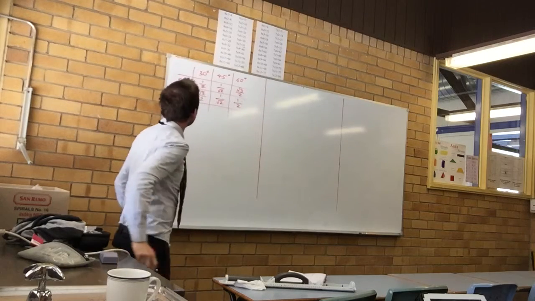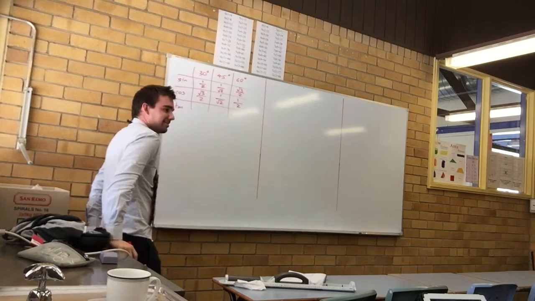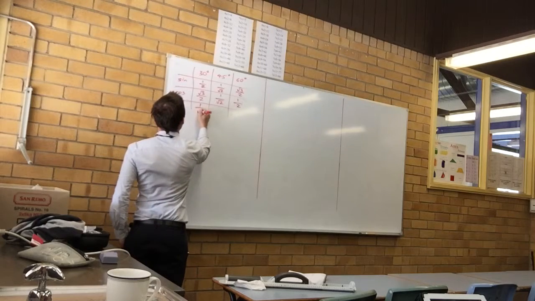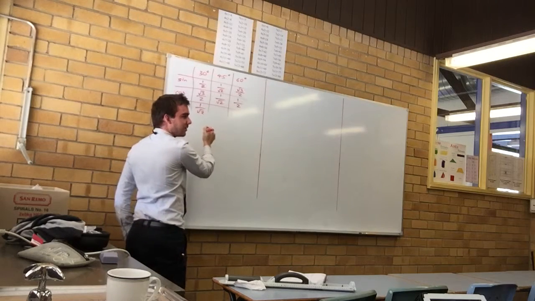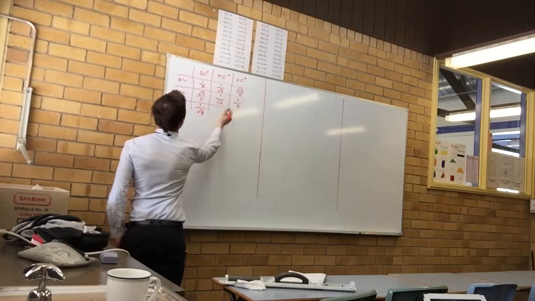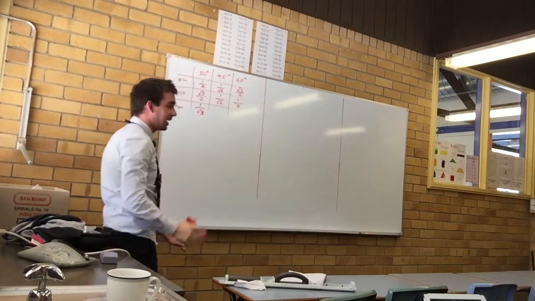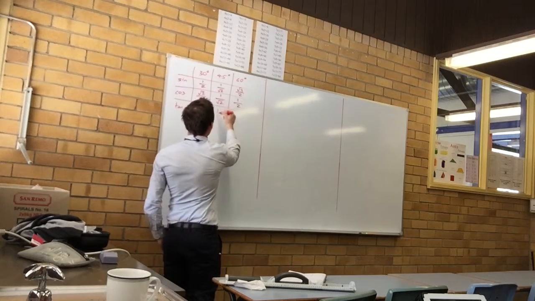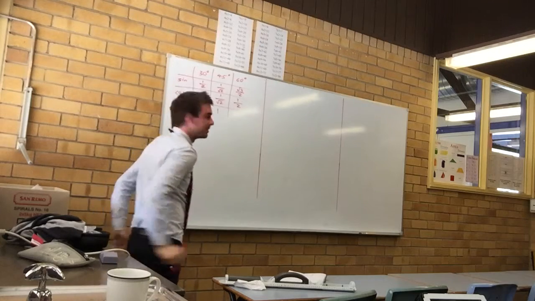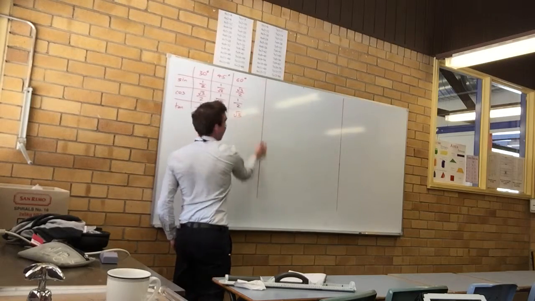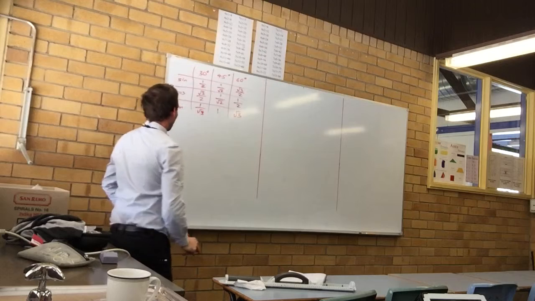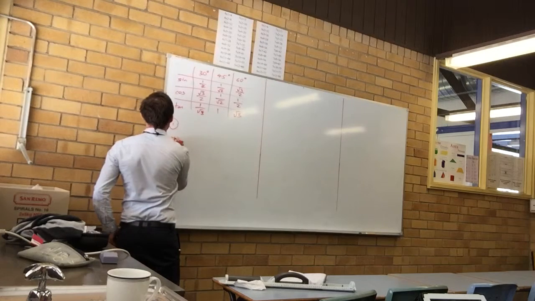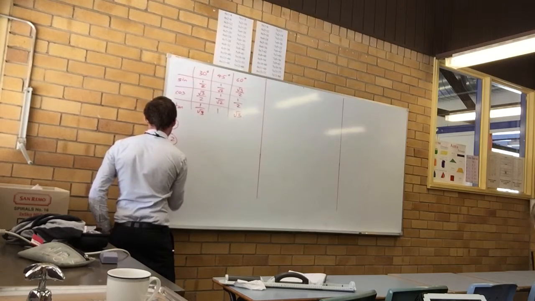Alright, tan of 30, Robin. 1 over root 3. Tan of 45, Josh: 1. And tan of 60, Amanda: root 3. Good. We feel like we're getting better at these? Good. Alright, 5 identities, preferably in order.